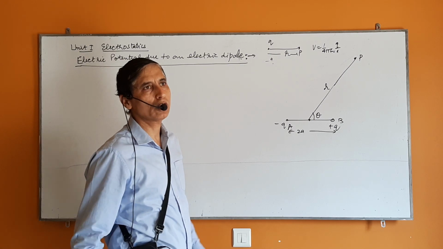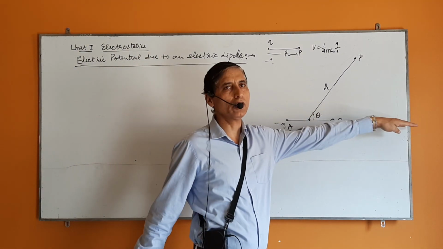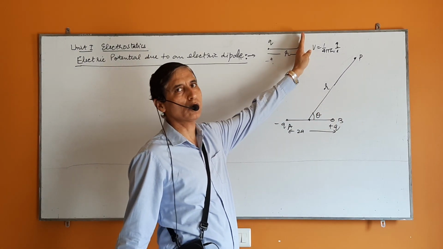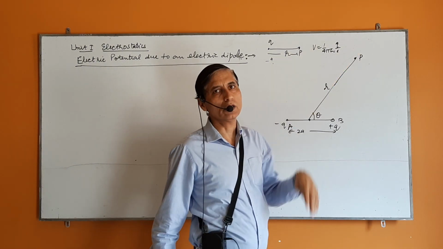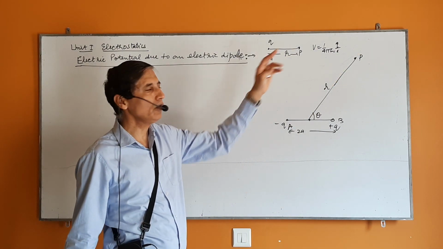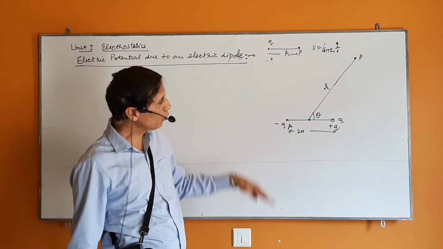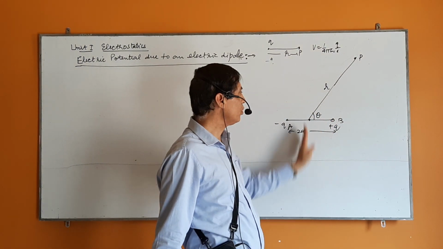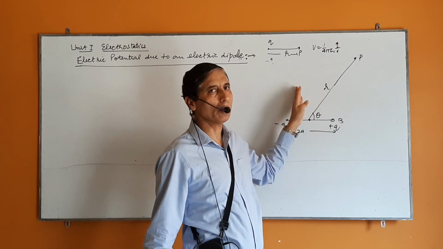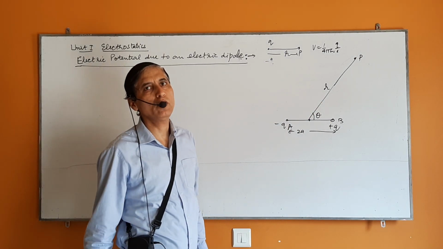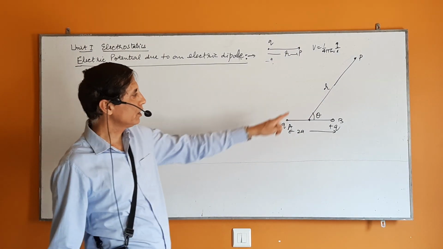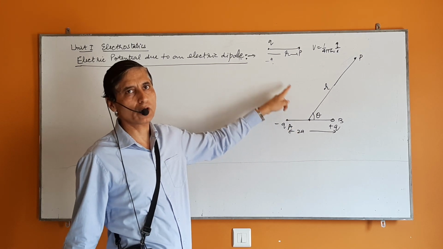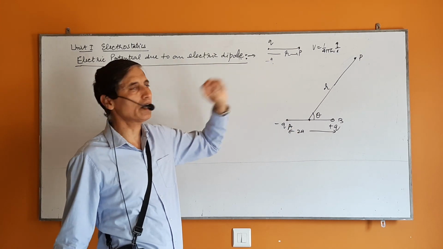There are several cases. We can consider the axial line, we can consider the equatorial line, or we can consider a general point. So it's better to derive it for a general point. If you want to calculate on the axial line, theta will become 0. If you want to calculate on the equatorial line, then theta will become 90. So by putting the value of theta, we can derive the expression for electric potential. So let's take a general point.